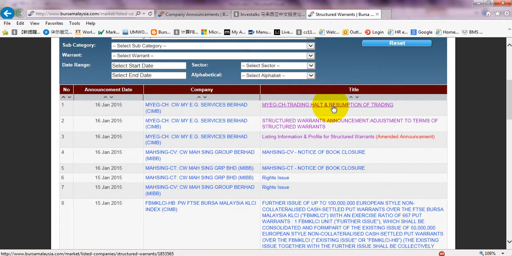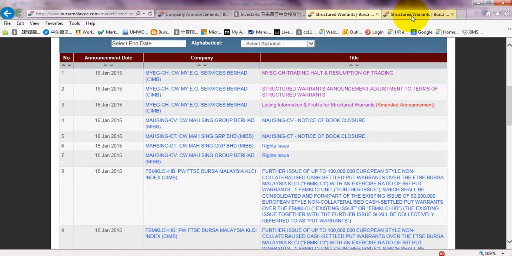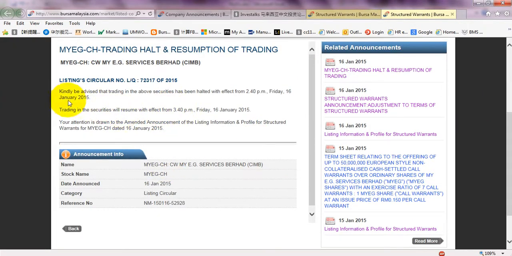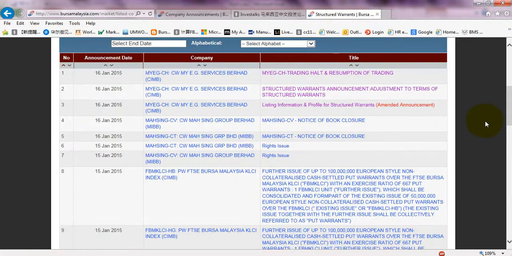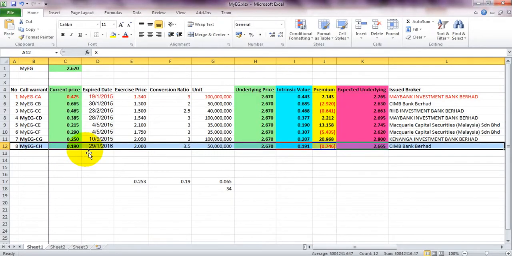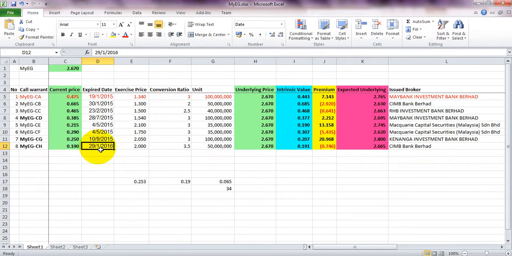You can see this one. From here you can see the halt on trading from 2:40 until 3:40. Very interesting, right? So let's have a look at this one. The expiry date is going to be the 29th of January next year, and then the exercise price adjusted will be 2 ringgit. Before that it was 4 ringgit. So the conversion ratio is also adjusted, and then there are 50 million units. Okay, so this is the amount over there.